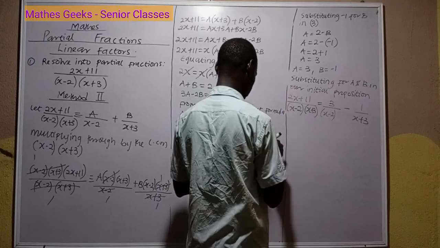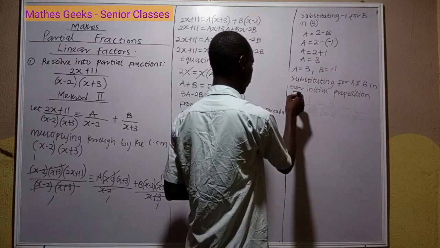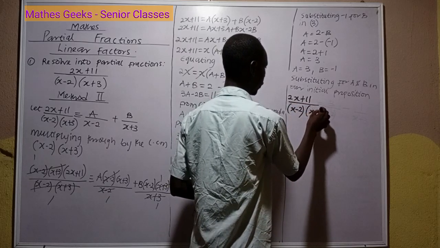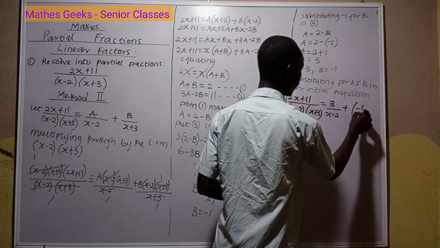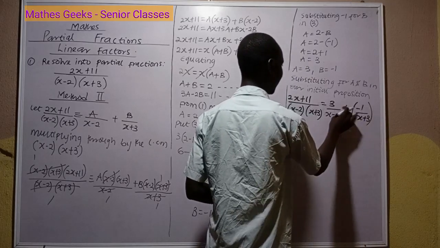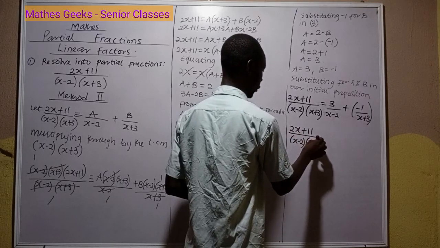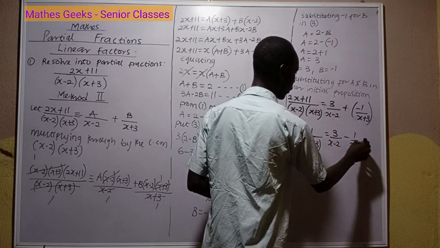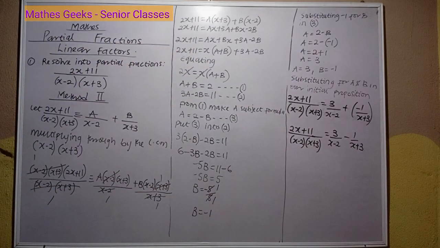Okay, let me rewrite it so it can be visible. So we have 2x plus 11 over x minus 2 and x plus 3 is equal to 3 over x minus 2 plus, let's say, minus 1 over x plus 3. Minus times plus gives us minus, so 2x plus 11 over x minus 2, x plus 3 is equal to 3 over x minus 2 minus 1 over x plus 3. So we have resolved this fraction into its parts. That's the answer.